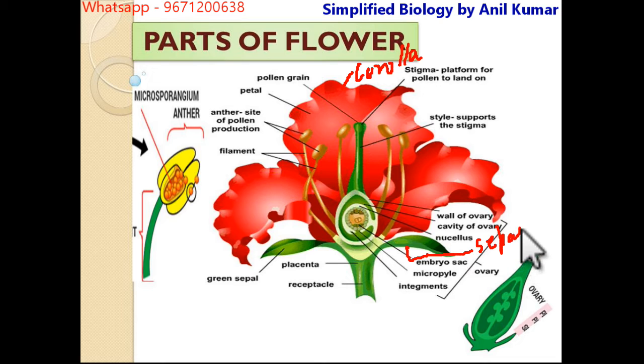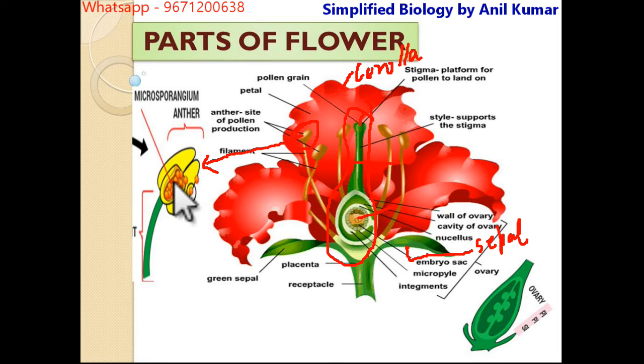S-E-P-A-L, sepals. The third part is the female part, that is the gynoecium, or say the pistil, which consists of three major parts. The first part is the stigma, then the style, and then the ovary. The fourth one is the male part, that consists of stamens.